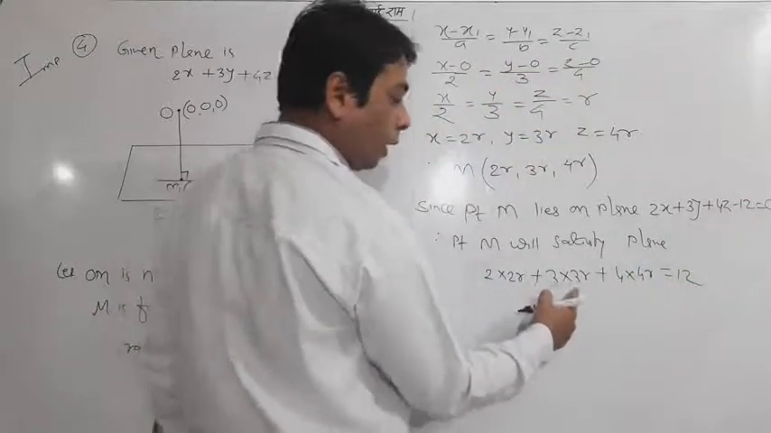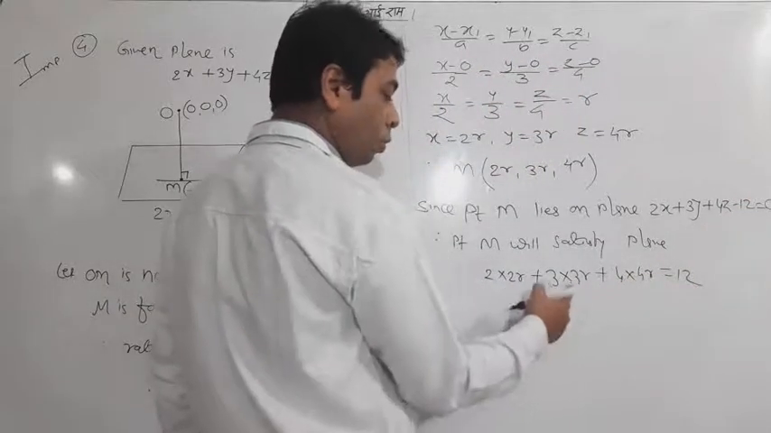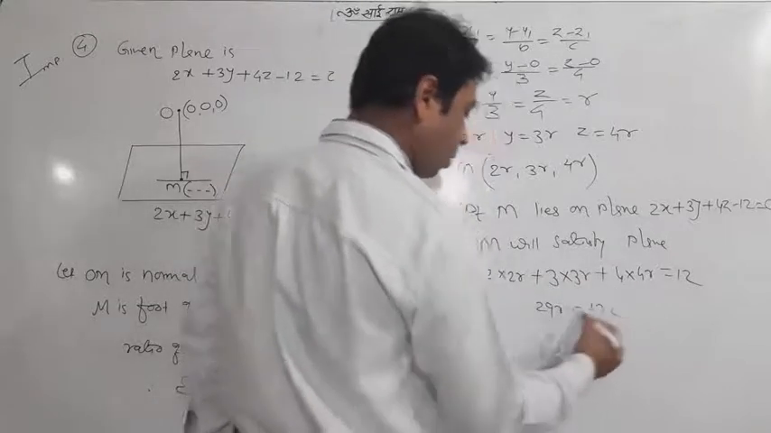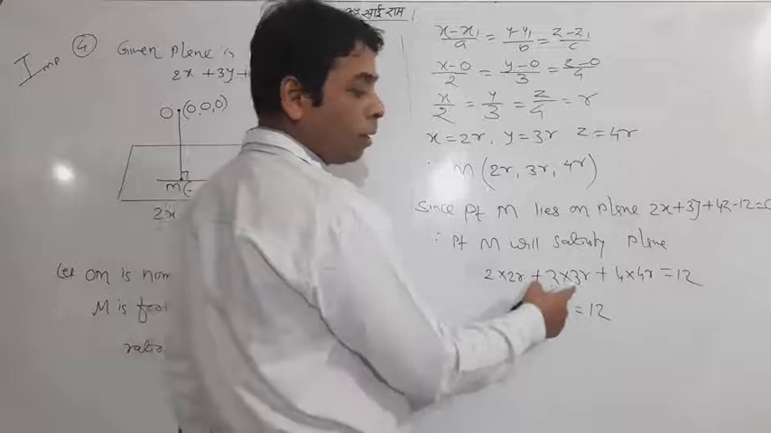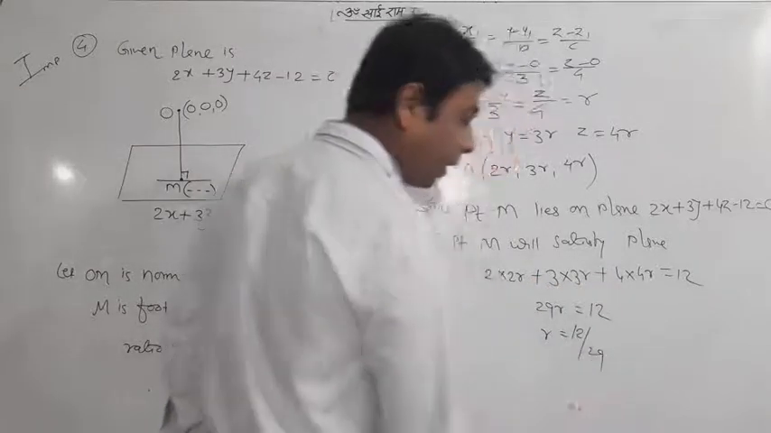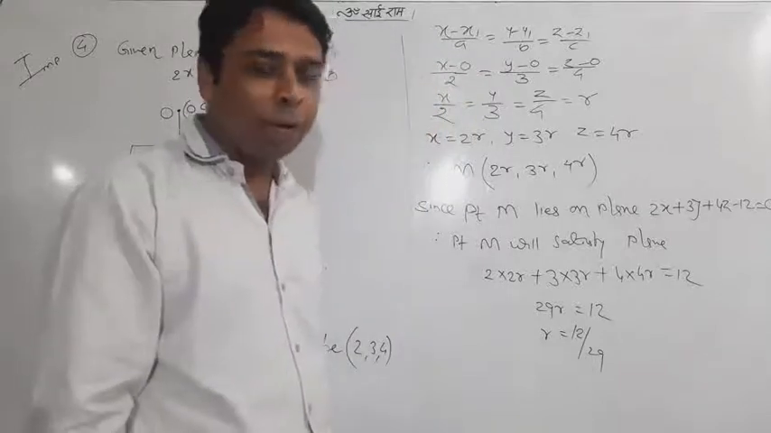2 times 2 is 4, 9 and 16. So 4 and 9, 13, and 13 and 16, 29. So r equals 12 by 29. And your answer is so near. r you have found out.